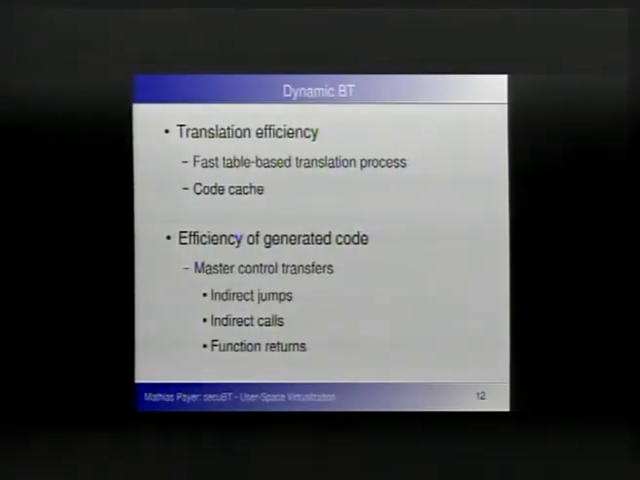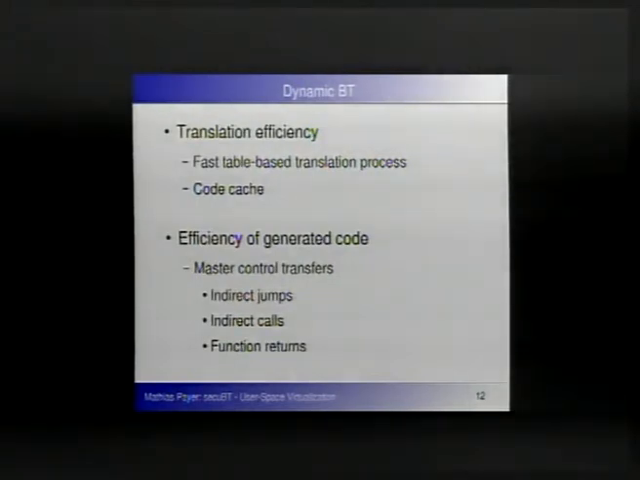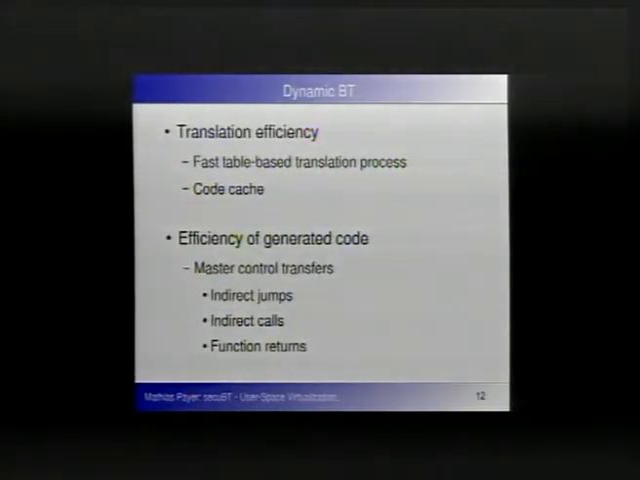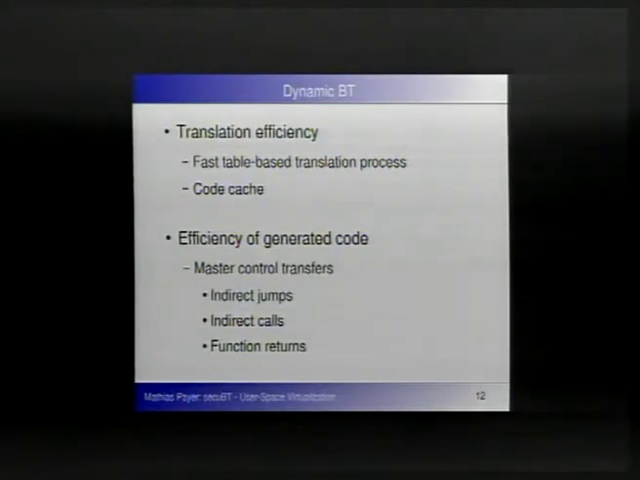And for the efficiency of generated code, it is very important that we master control flow transfers. These are the instructions which incur the highest overhead. And these are indirect jumps, indirect calls, and function returns. And we will discuss these things in more detail later on.